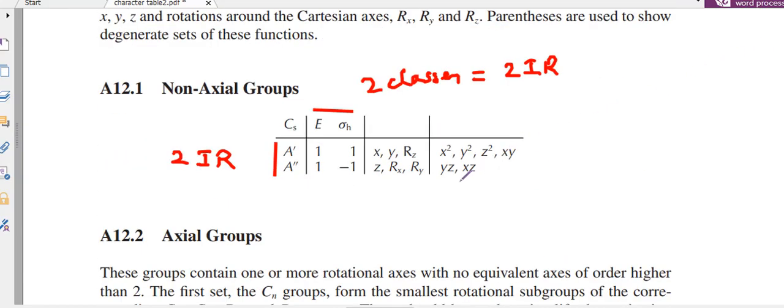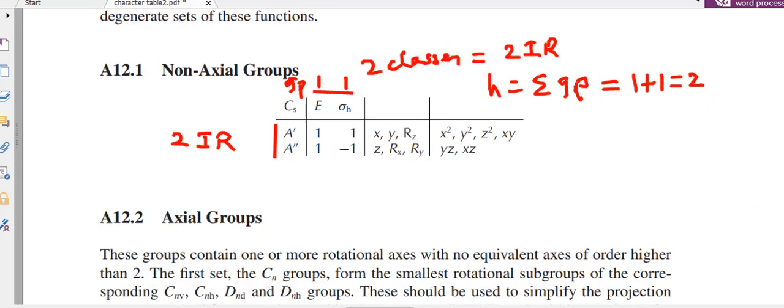If we go to the character table again, take the first example. Here E is one operation, sigma H is one operation. So the number of operations in this class is 1. Number of operations in this class is again 1. So gP values are 1. h is summation gP. So it is 1 plus 1 equal to 2. So h is equal to 2 in this case.